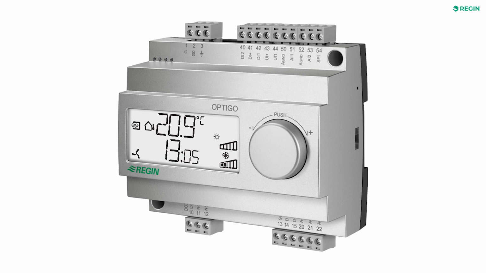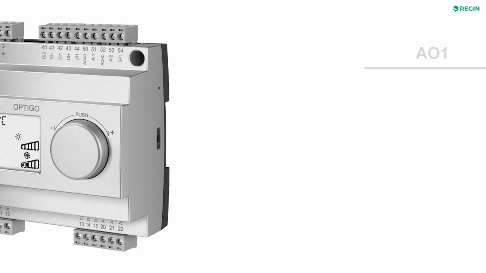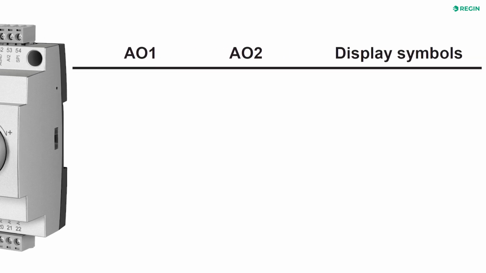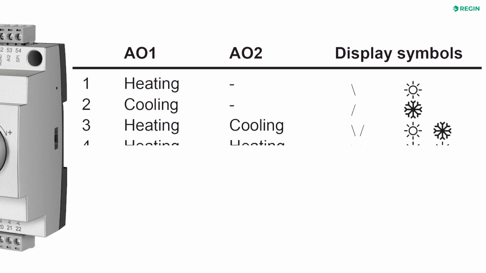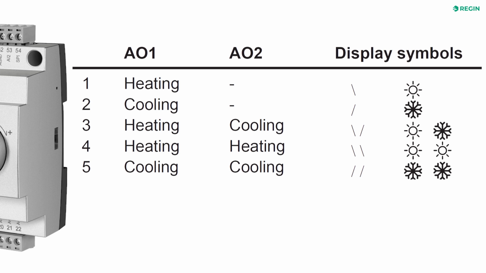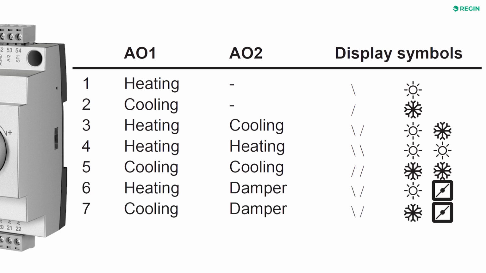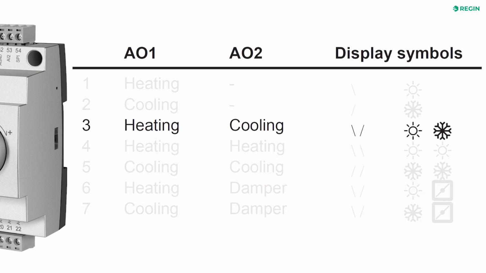In this mode, the analog outputs can be configured to 7 different combinations: heating, cooling, heating and cooling, heating and heating, cooling and cooling, heating and damper, cooling and damper. In this tutorial, we will configure the controller to heating and cooling.